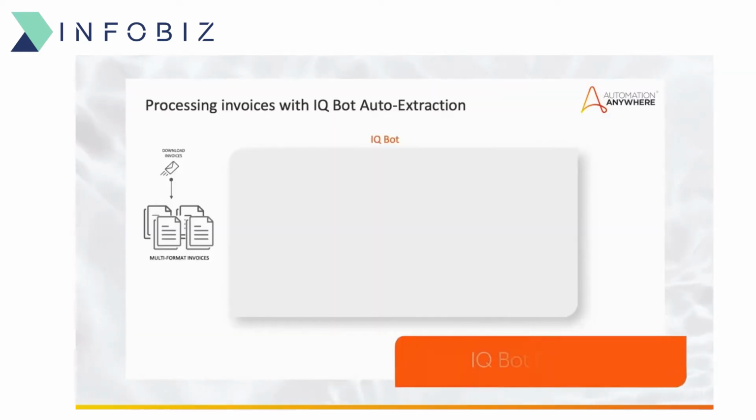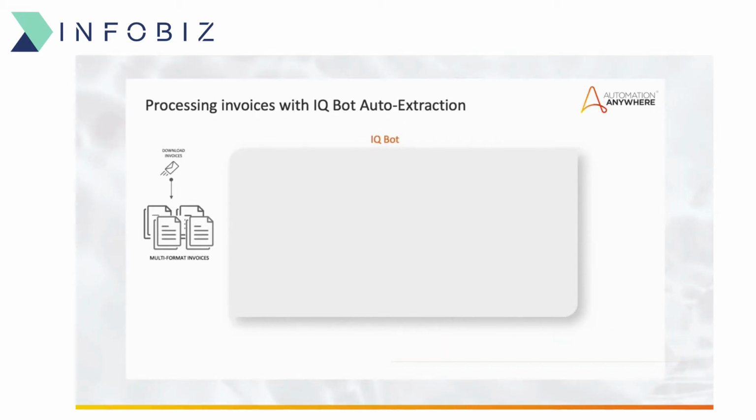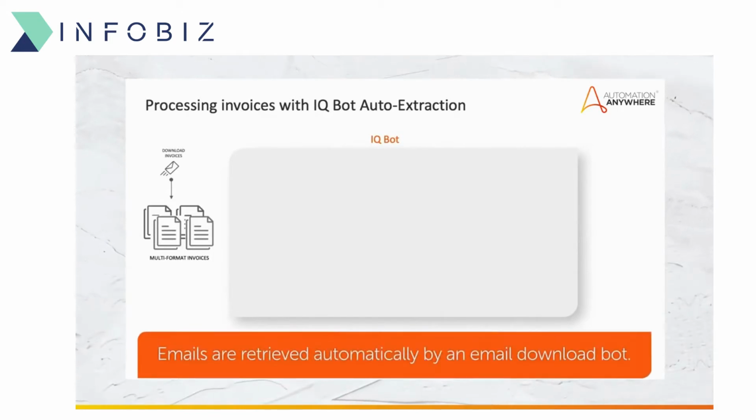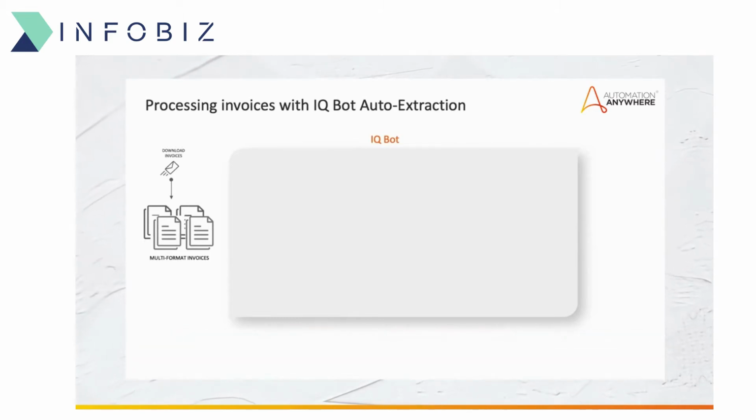Let's see how this works by taking one of the most common examples in organizations worldwide. In finance and accounting, invoice processing is one of the most time-consuming and error-prone use cases. Let's see how we can automate an invoice processing use case with IQBot. Invoices are automatically downloaded to a common repository by an email download bot. These documents that come in, especially invoices, are often multi-page, and they come in a variety of vendor formats.